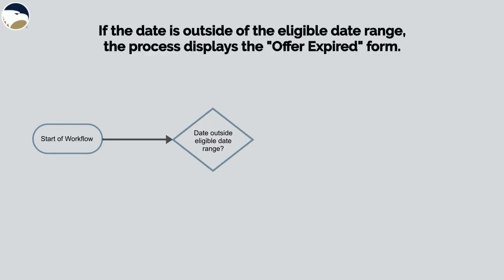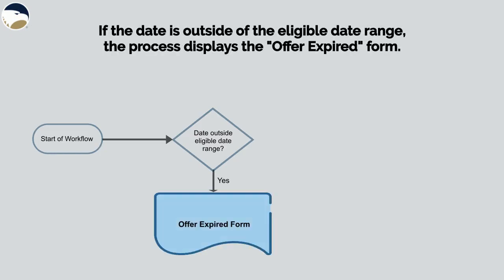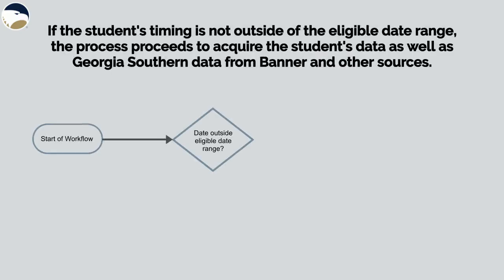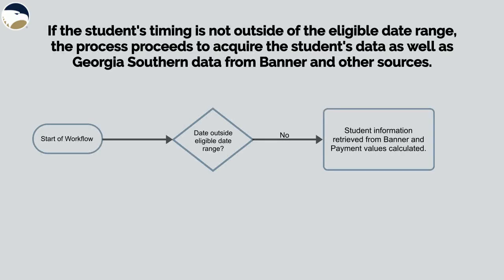If the student has tried to start the process outside of the allowable date range for the award cycle, the offer expired message will be presented and no further processing will take place. The student will be redirected to the My Georgia Southern portal. If the student's timing is not outside of the eligible date range, the process proceeds to acquire the student's data as well as Georgia Southern data from Banner and other sources.